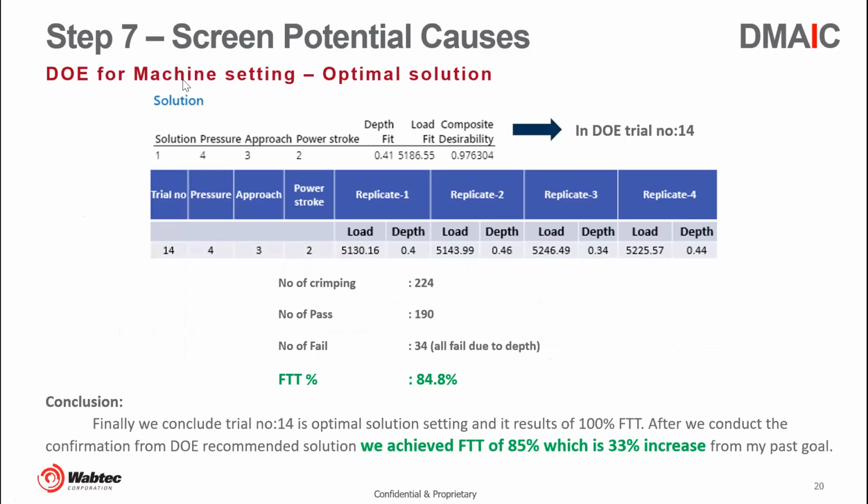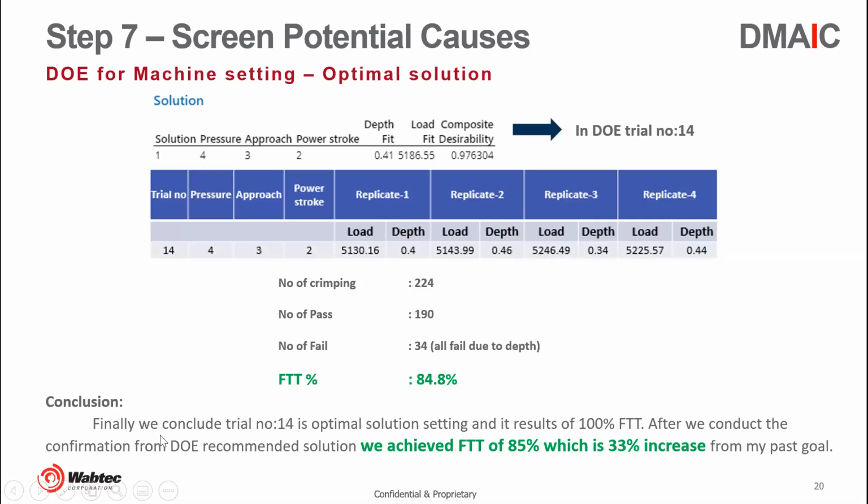Now, having understood that, in the DOE we looked at the machine setting which was giving us the optimal results. We found that trial number 14 was giving the most optimal results. We took the number of crimpings on this setting, trial number 14. We took 224 crimpings out of that. Number of pass were 190 and number of fail were 34. So the first time through improved to 84.8%.